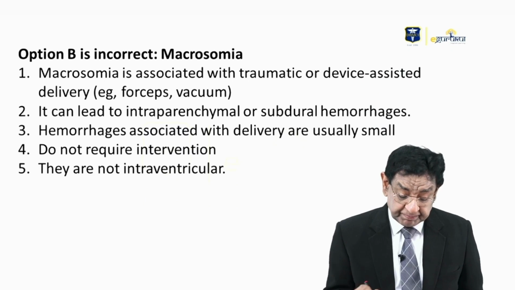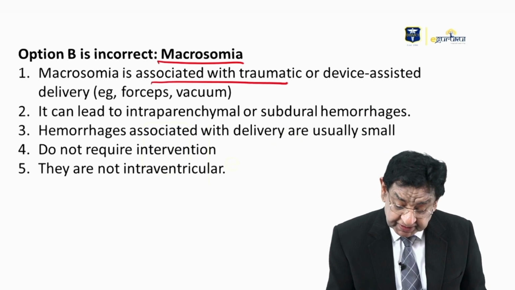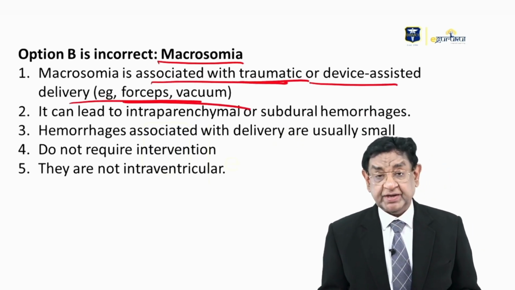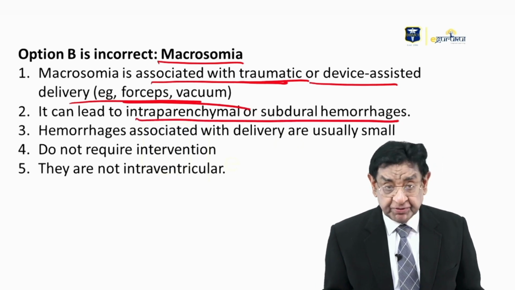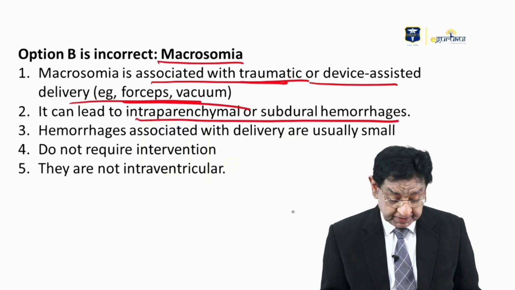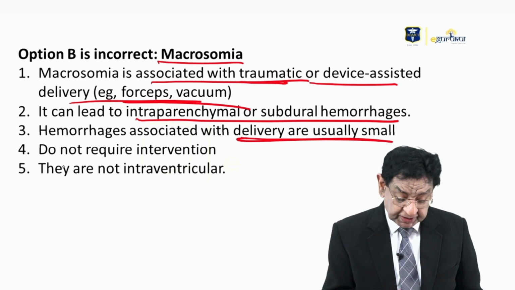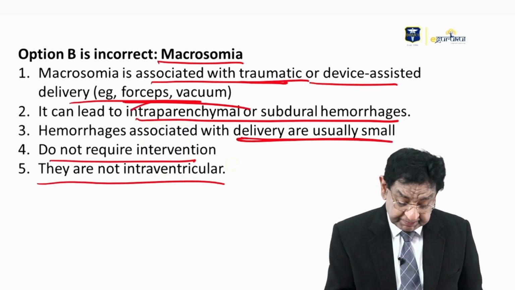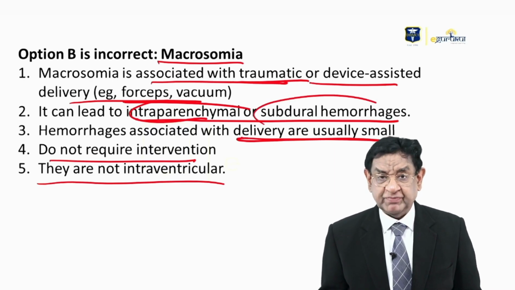Option B, macrosomia, is associated with traumatic or device-assisted delivery like forceps and vacuum. It can lead to intraparenchymal or subdural hemorrhage. Hemorrhages associated with delivery are usually small. Usually they do not require any intervention and they are usually not intraventricular. If you can see, they are merely intraparenchymal or subdural, but it's usually minimal, not very massive.